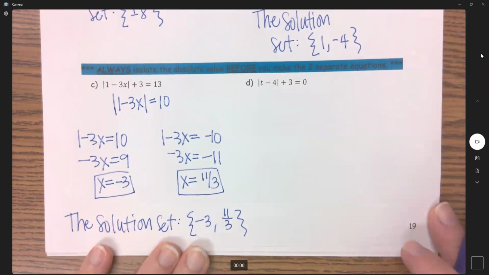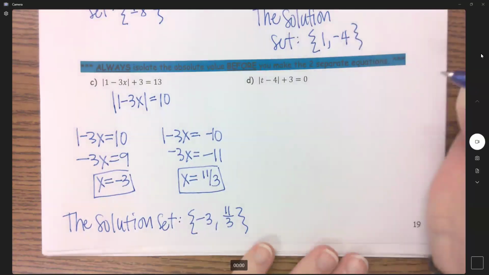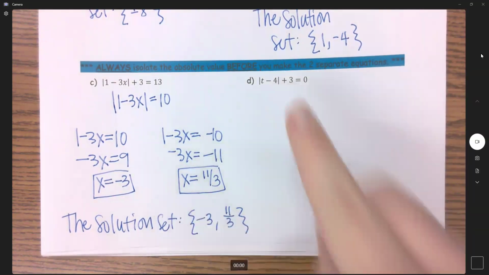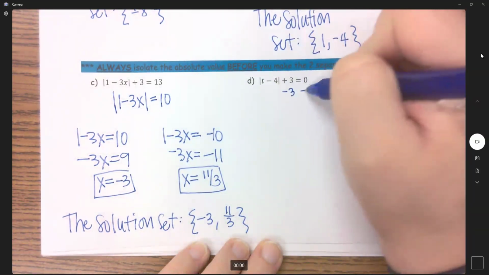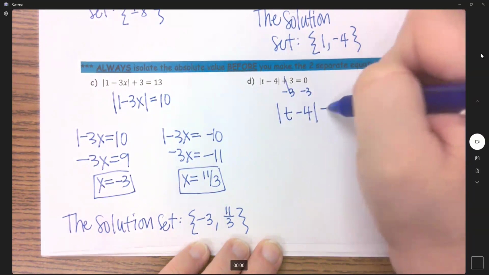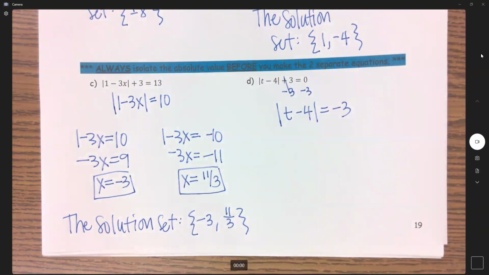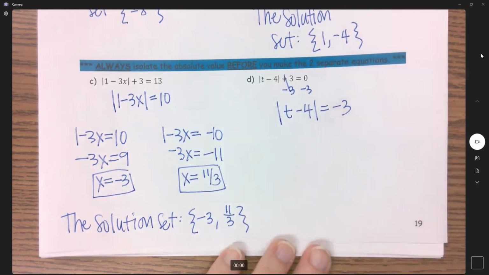Okay, on D, can I go ahead and set this up into my two equations? Okay, hopefully you said no, because I have the absolute value plus 3. So that plus 3 is a problem. So we need to subtract that 3 over. I'm going to get the absolute value of t minus 4 equals -3. Now, that's a problem because we know that the absolute value is always going to come out to be what? Positive. So because this is negative, that's a problem.